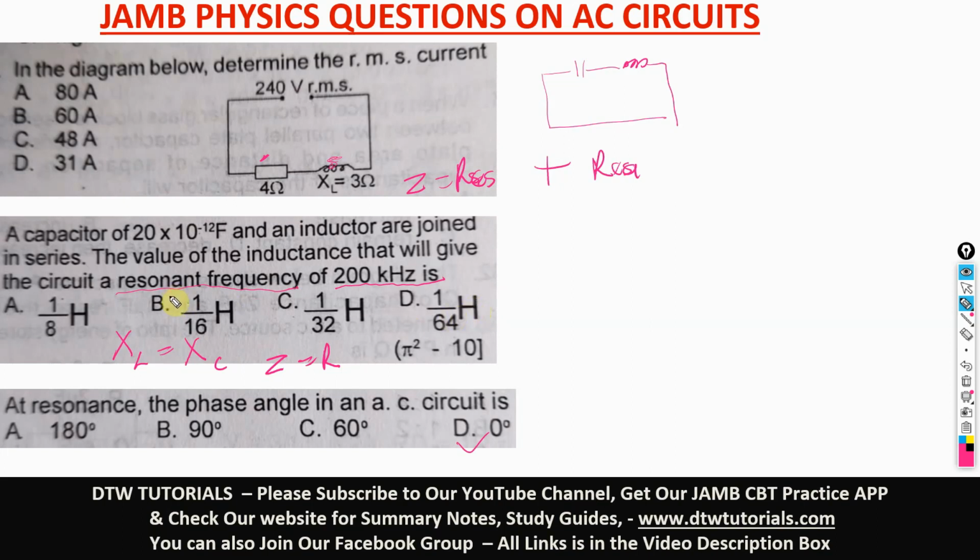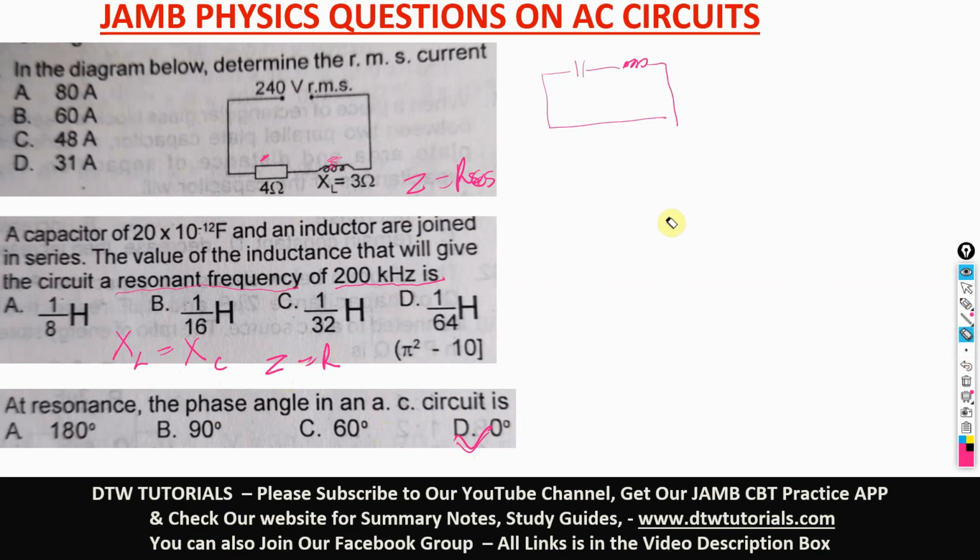So resonance, always remember that resonance frequency is when the inductive reactance is equal to what? The capacitive reactance, that's XL equal to XC. And also your impedance is equal to the resistance, and the phase angle in the AC circuit at resonance is what? 0 degrees. Remember that. So we've answered this. So now let's do this calculation here.